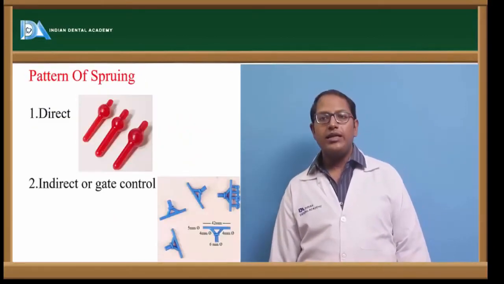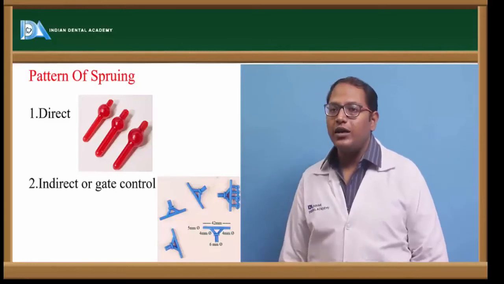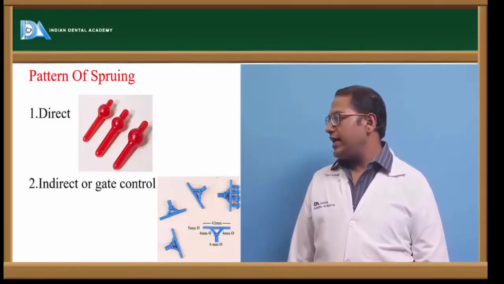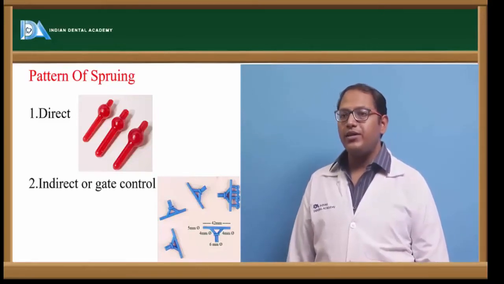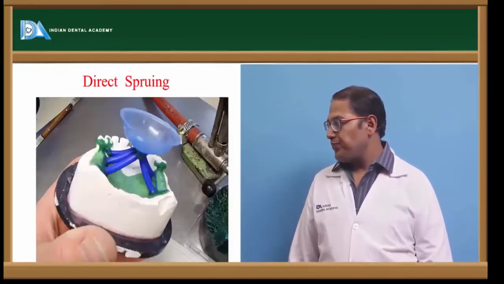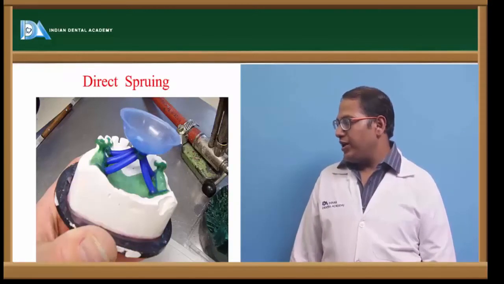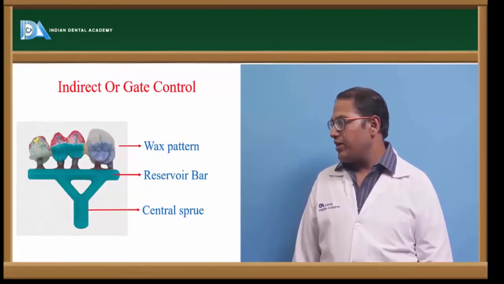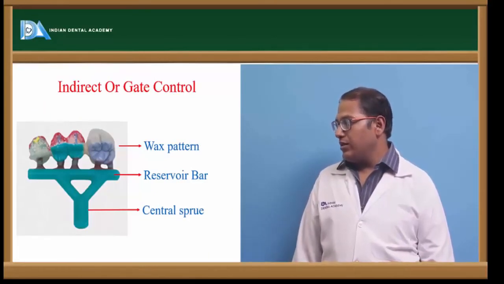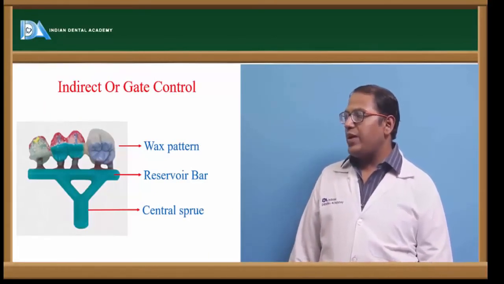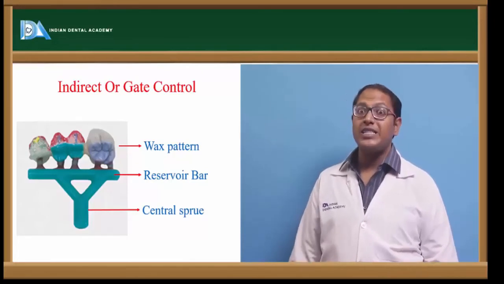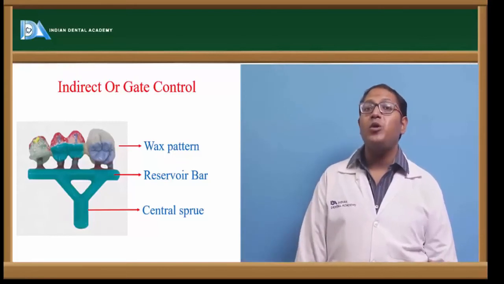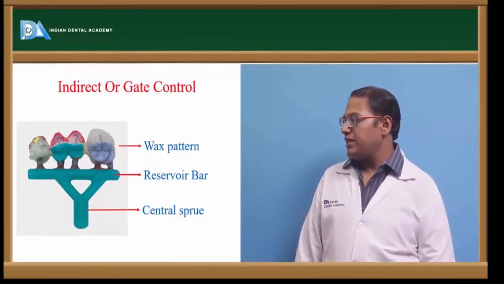Pattern of sprueing: there can be direct pattern or indirect or gate control patterns, like we see here. These are the direct sprueing we can see, and these are indirect or gate control sprueing, where we have a reservoir bar altogether. Now the distance between each wax pattern, how much can it be? How much maximum can we give? The interdistance between the two wax patterns should be 1.5 mm.